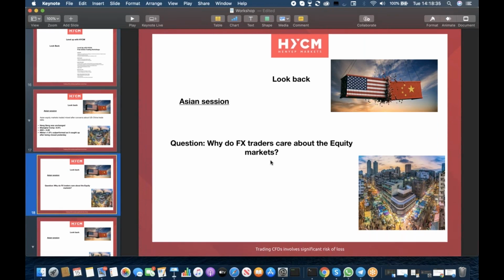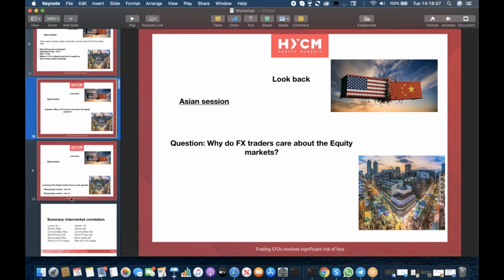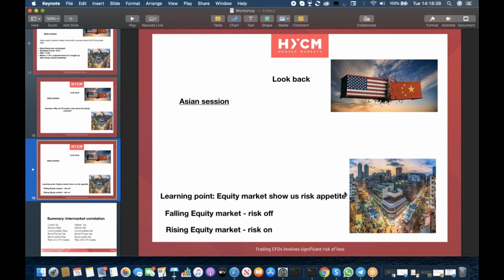So why do FX traders care about the equity markets? Because equity markets give us a good indication of risk appetite. When you see a falling equity market, that's telling you risk is off. When you see a rising equity market, that's telling you risk is on. In a risk-off market, you'll get falling equities, because equity investors are very sensitive to risk. As soon as they can see risk, investors tend to rotate out of equities and into bonds.